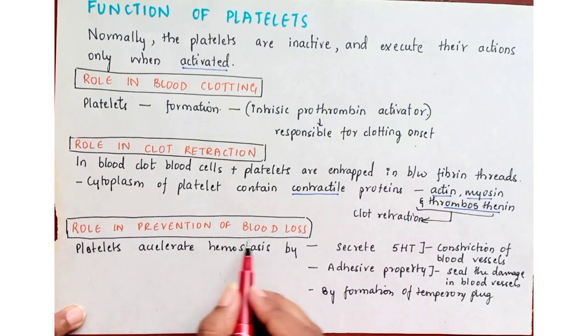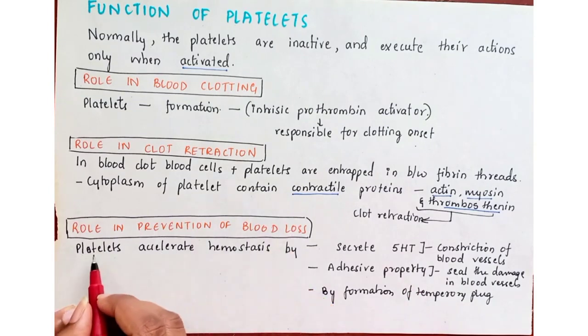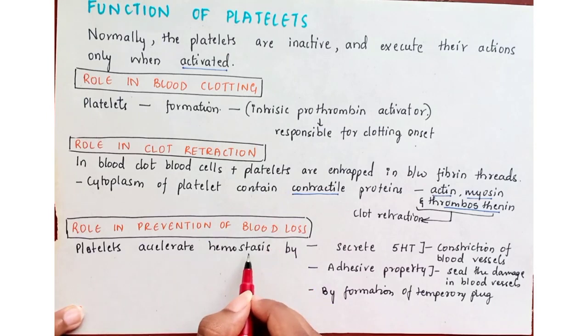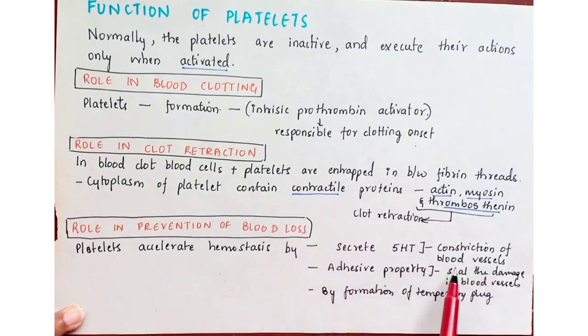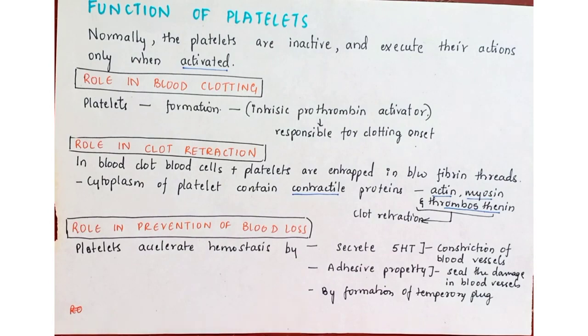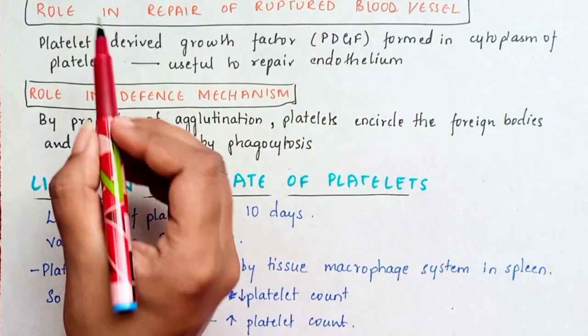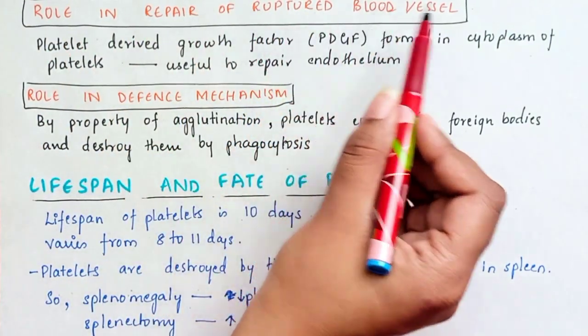Role in prevention of blood loss. Platelets accelerate hemostasis by secreting 5-HT, which causes constriction of blood vessels, and by their adhesive property and formation of the temporary plug. Through this, it helps in blood loss prevention.